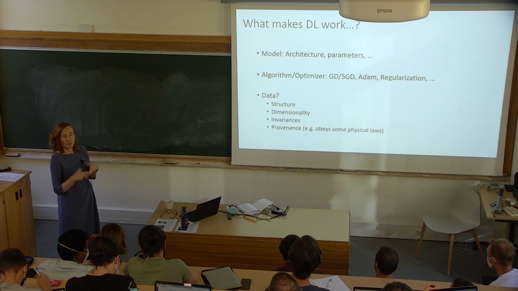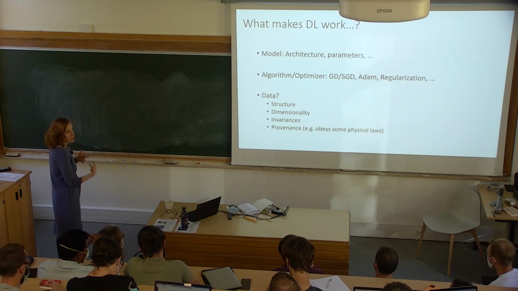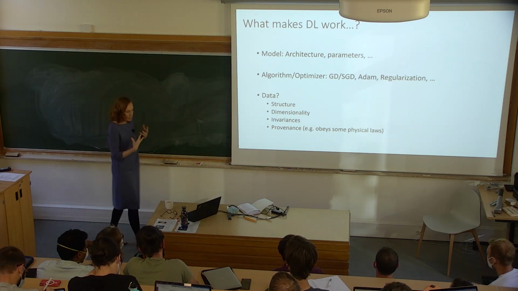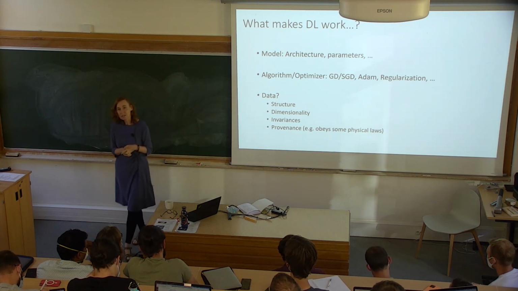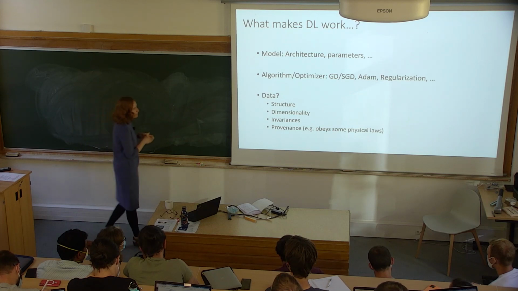part of the reason why deep learning works is because the data is what it is. Images are not just random Gaussians. They're not just random images. They are something. So there is structure. There is a certain dimensionality. There are invariances, translational invariance, for instance. And also, if I hopefully get to it, provenance.